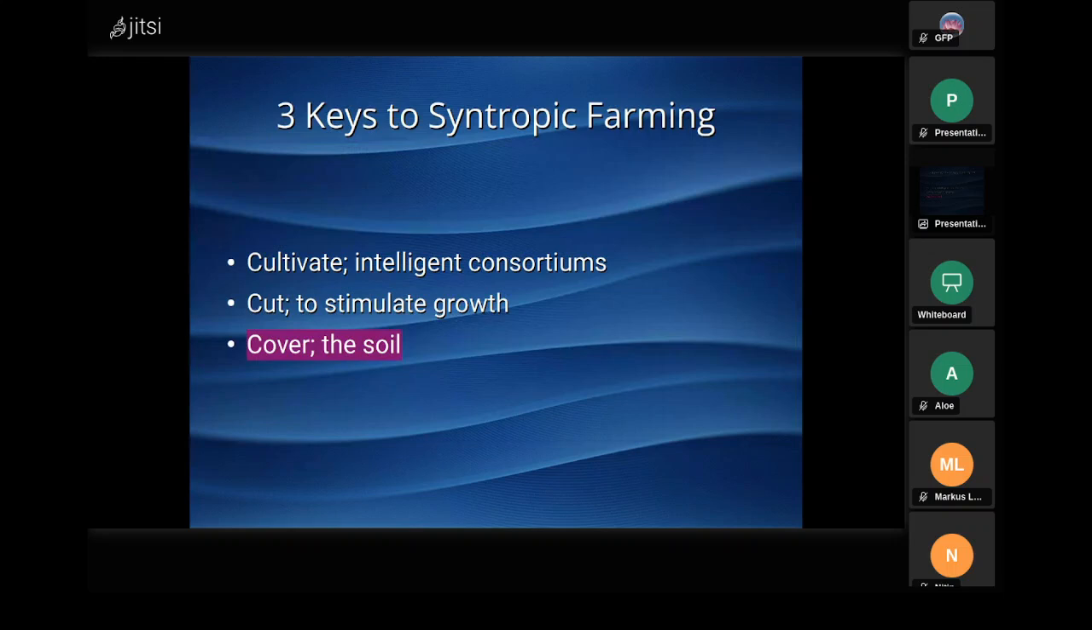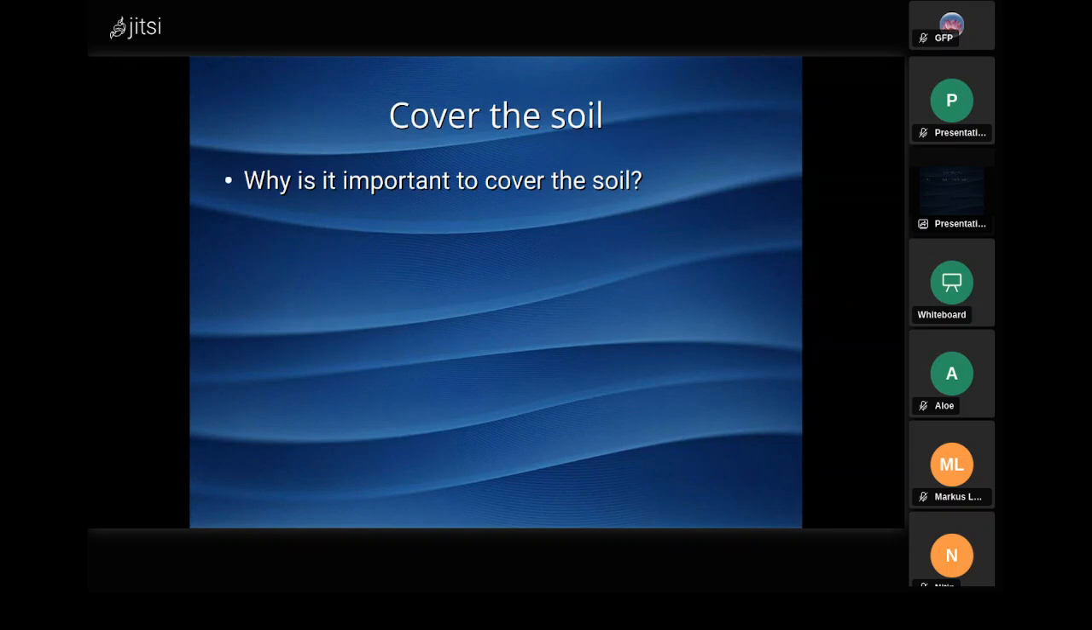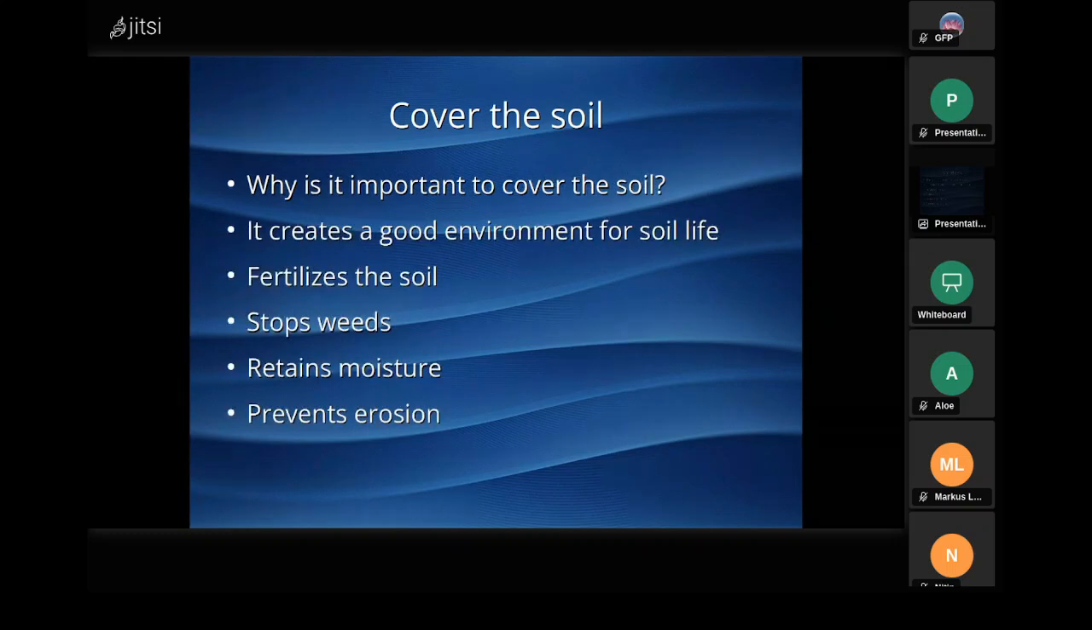Then the third C that I like to describe is cover. Cover the soil. Why do we cover the soil? I think everybody here probably knows this, but the soil needs to be covered to create the environment for the soil microlife. That's maybe the single most important thing. This is what's creating fertility, helping retain moisture, creating a cool environment, and preventing erosion. And last, and maybe just as important, this is also preventing weeds.